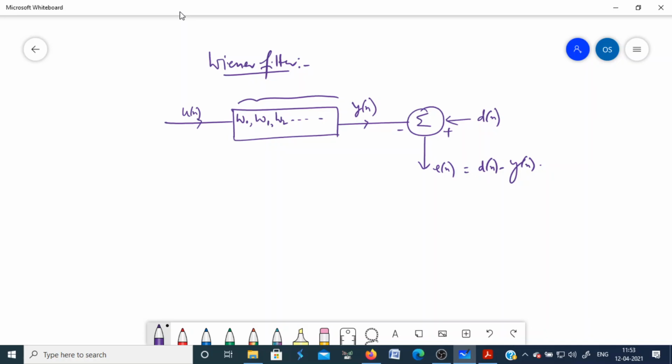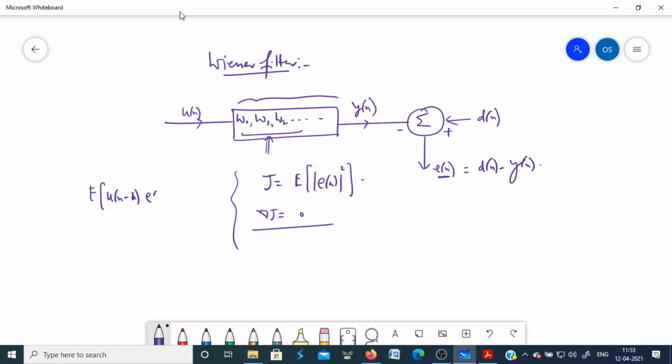Okay, so the problem statement in the Wiener filter was to design a filter, or to select the filter weights, in such a way that this error is minimized in the mean square sense. For that we have taken a cost function which was the mean square error, and then by applying the gradient operator, we have equated this to 0. And in the first instance we got a principle called the principle of orthogonality, which states that at the point where the filter operates in the optimum condition, the input samples and the error sequence are orthogonal to each other.